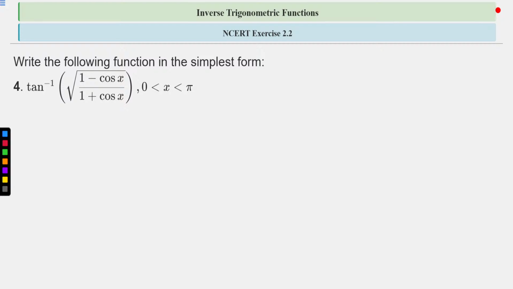Next question is, write the following function in the simplest form. You have to write the given function in the simplest form, right? And the function is tan inverse root over 1 minus cos x upon 1 plus cos x, right? When x belongs to 0 to pi. Clear? You have to write the given expression in the simplest form, right? So you have 10 seconds to solve or think about this question. After that, we will discuss the solution part, right?